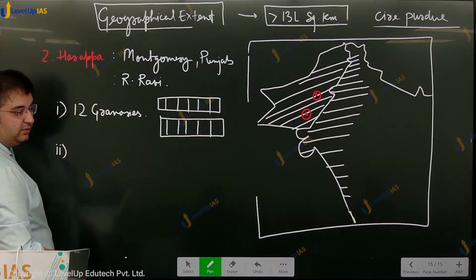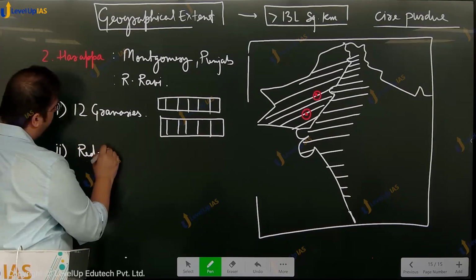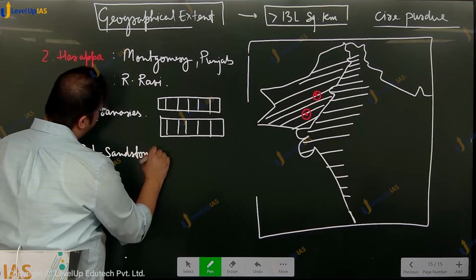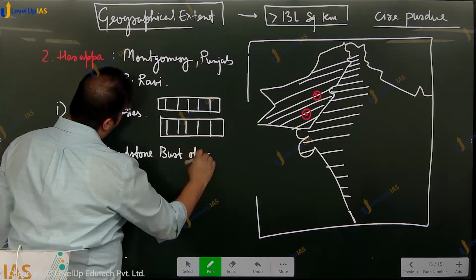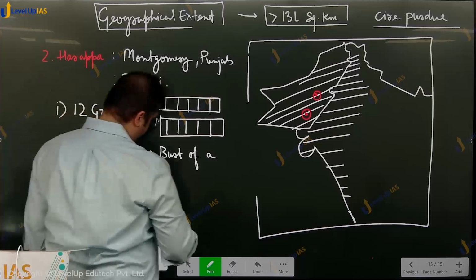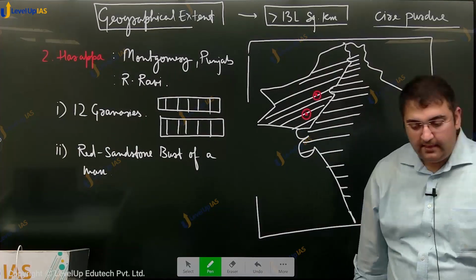Secondly, what do we find? The red sandstone bust of a man, right? So यहाँ पे देखने के लिए क्या मिलता है?